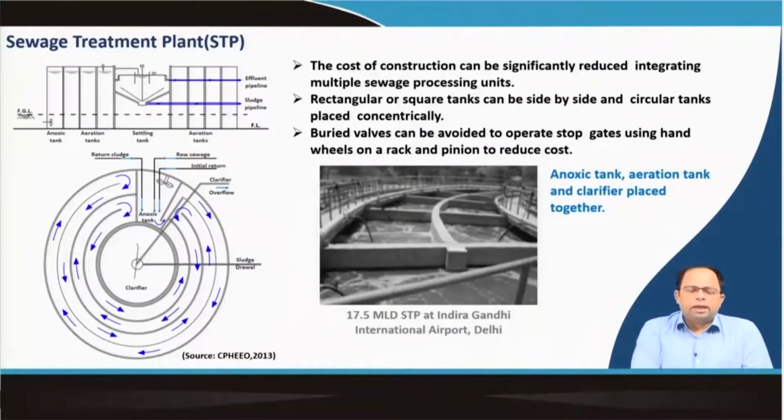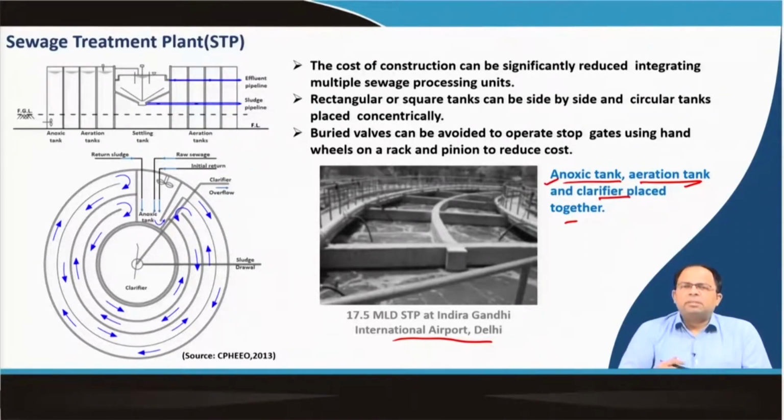So, two examples. You can see that this is a sewage treatment plant, and this particular image is from the 17.5 MLD STP at Indira Gandhi International Airport in Delhi. Why is this given? You can see there is an anoxic tank, aeration tank, and a clarifier placed together. Now, what is the purpose of the clarifier? We already know clarifiers because they scrape the sludge that settles during sedimentation and bring it to a point. We have learned that in water treatment, right? In aeration, we add oxygen, right?